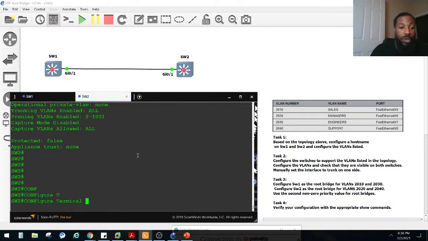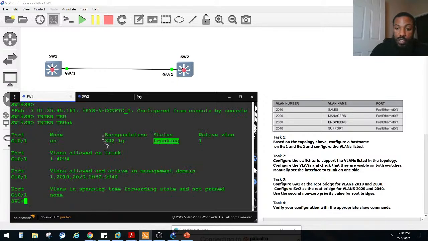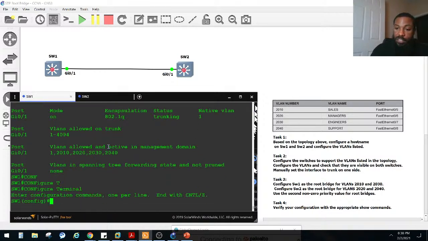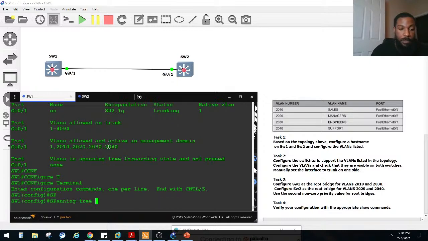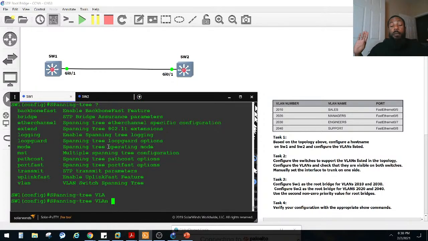So we go to global config mode. No, that's in switch 2. We need to go to switch 1. So, set it to be the root bridge. I think you got to do spanning-tree, if I'm not mistaken. And then you pick the VLAN. Yes, VLAN. And y'all notice, no shame in my game, I question mark through it because I don't know every single command.